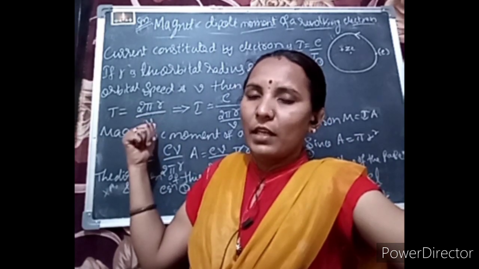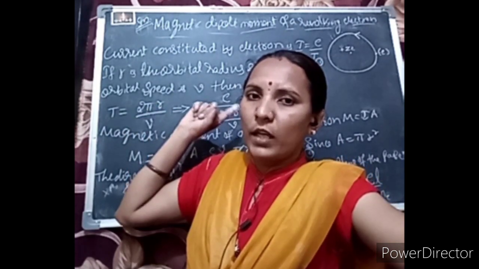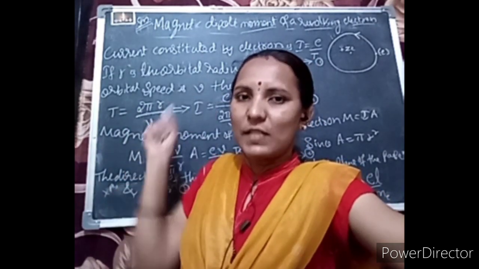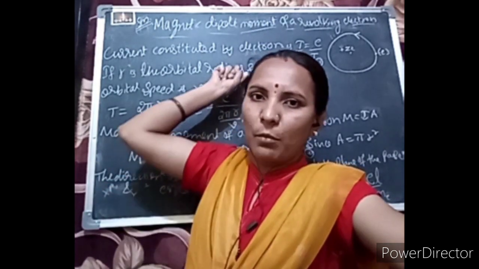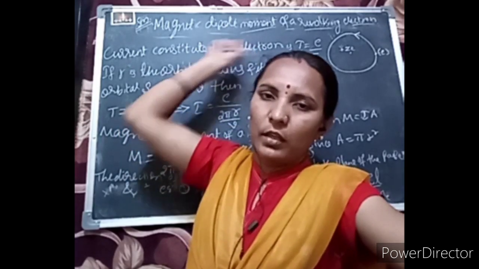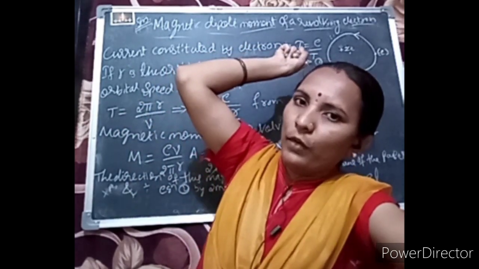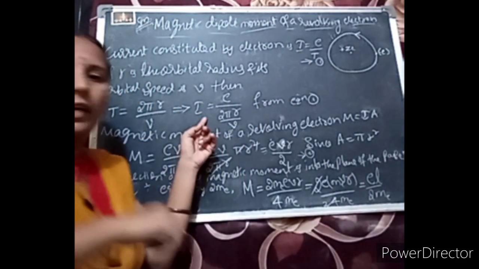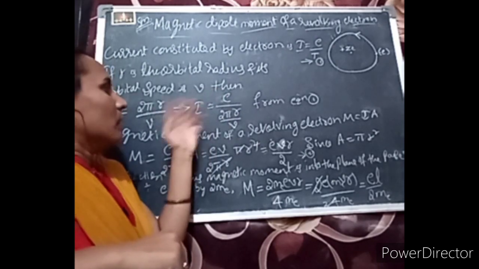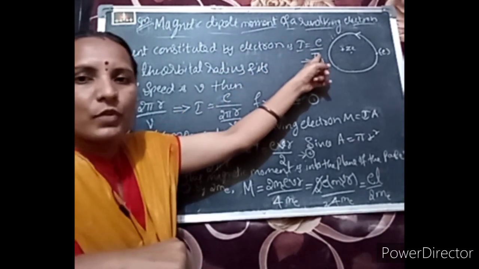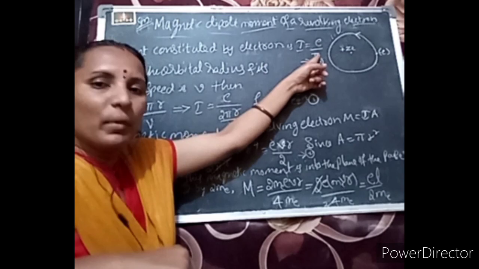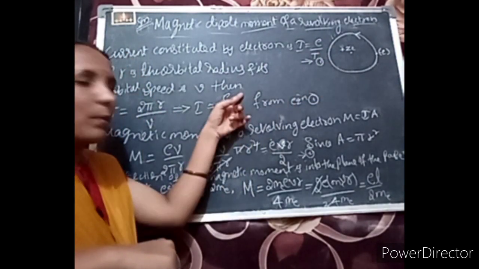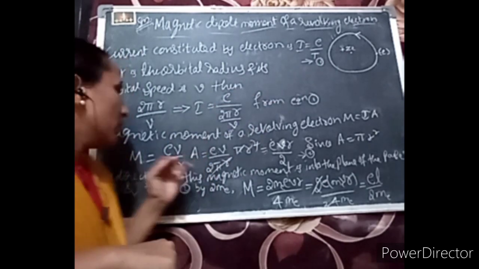So 2 pi r by v, substitute this time period in equation number 1, in the denominator. You can see over there. Substitute in that T. Check well. So I is equal to e by T. So e as it is, and in the denominator the complete T term is 2 pi r by v. Then in the next step, it gets multiplied in the numerator.